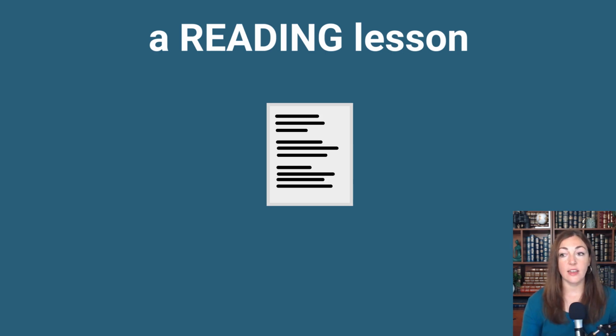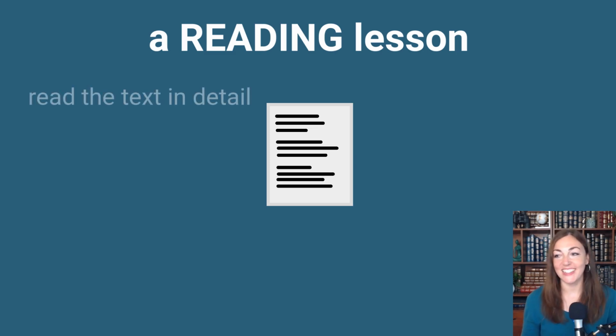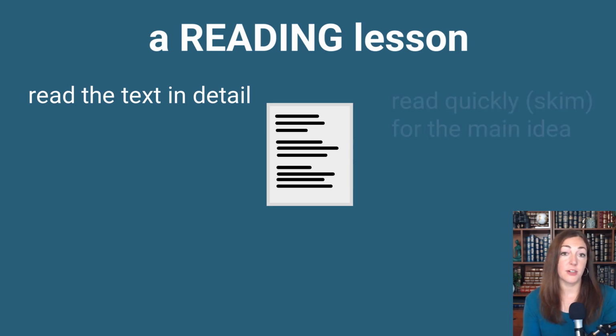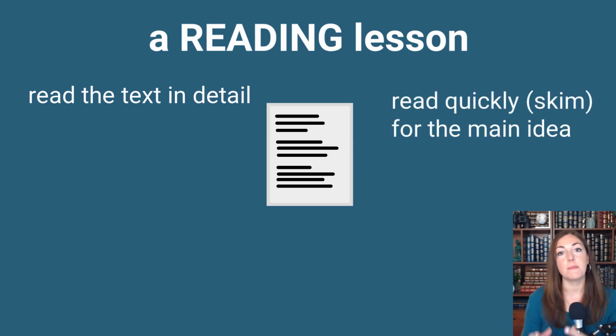So you have a text. What are all the different things that you might do in that reading lesson to help the students really work with and understand and develop their comprehension around this text? Obviously, you want the students to read it, right? You might have the students read that text in a lot of detail and take as much time as they need and really try to get the intricacies of the meaning from that text. You might also have the students practice first reading it more quickly just to get the main idea.